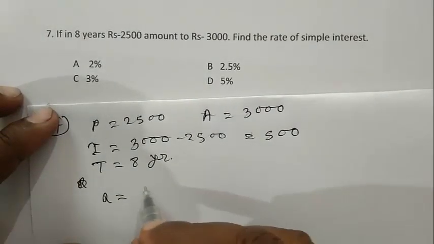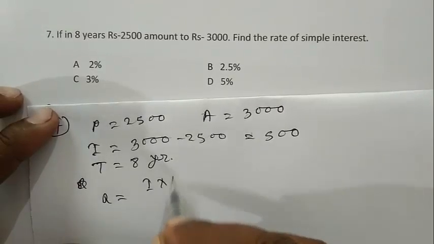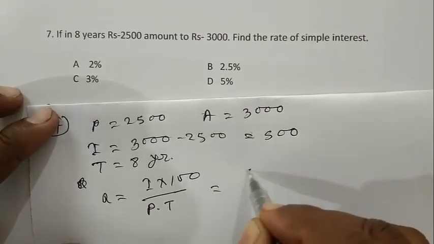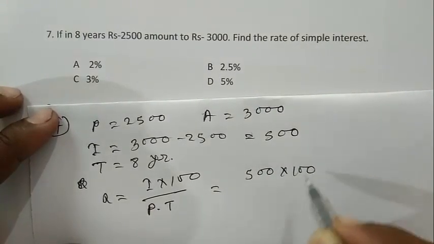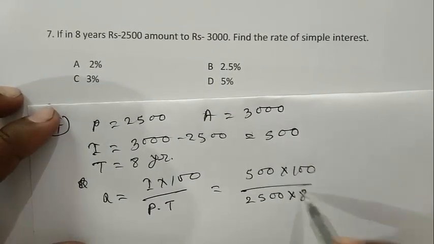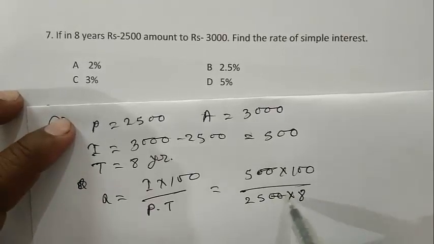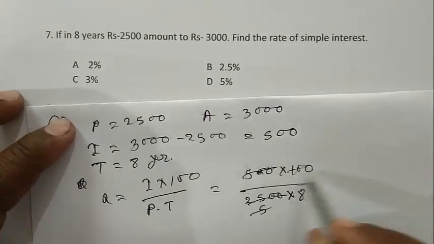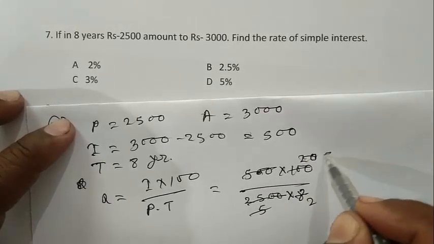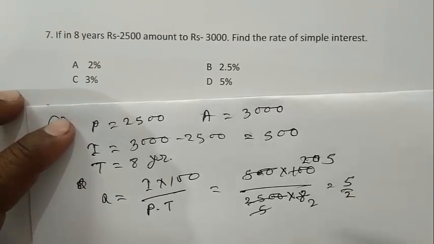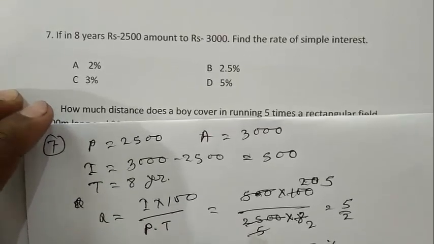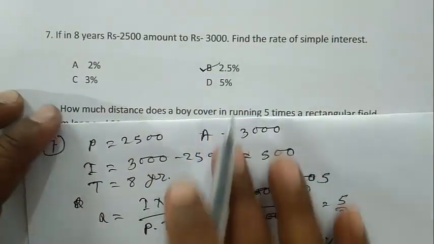Rate equal to I into 100 by P into T, that is 500 into 100 by 2500 into 8. So 5 by 2, that is 2.5%. So B is the right answer.